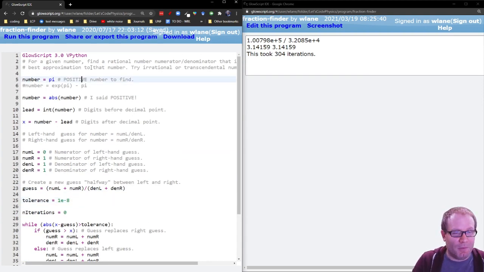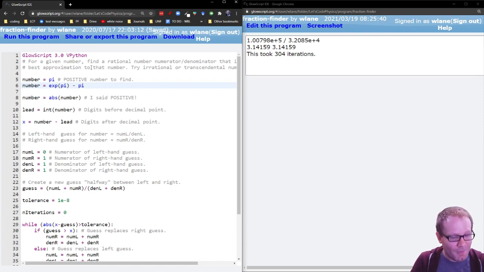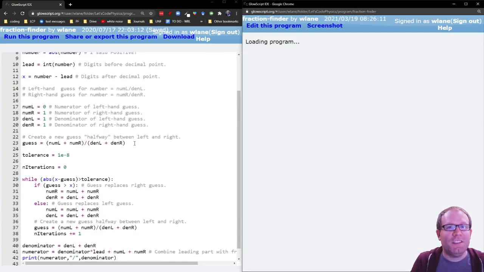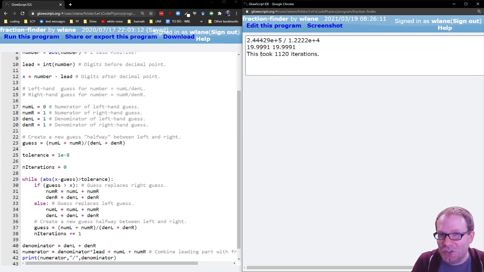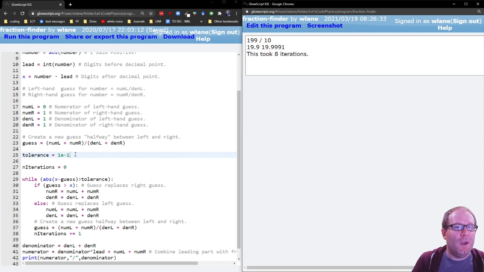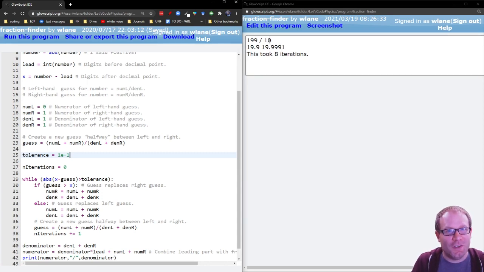And you can do this with any number, right? This doesn't have to be pi. Maybe you're doing the famous e to the pi minus pi. Famously, this value is just under 20. There's an XKCD comic about this value being approximately 20. So we've got 19.9999991. I wonder if we can go low enough to where this thing thinks that 20 is fine. Sure enough, with a tolerance of 10 to the minus 1, you get 199 over 10.